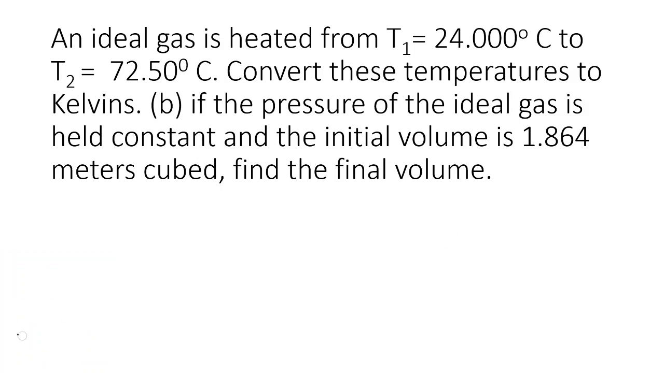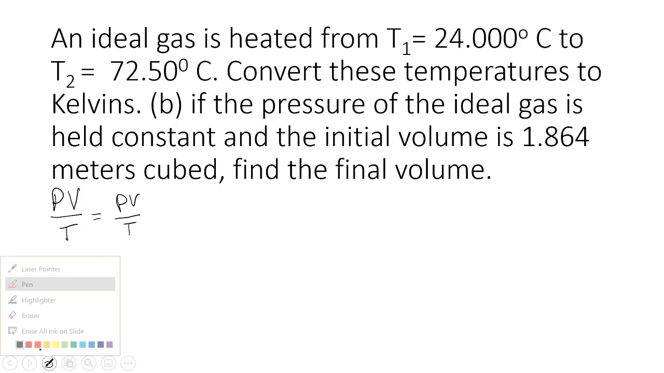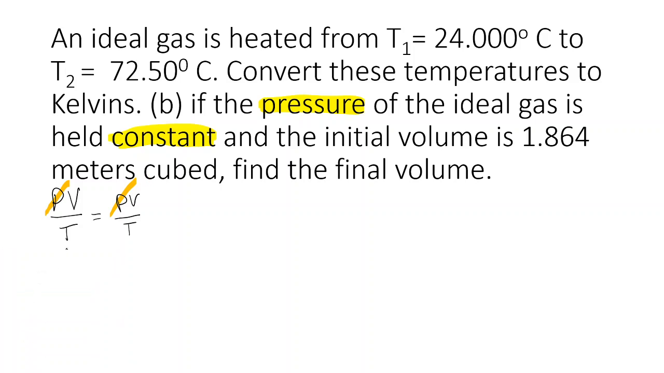All right, now this next question. We got something called the combined gas law. PV over T equals PV over T. And in this particular question, it says right here, pressure is constant. So we could take pressure right out of the equation. We get V over T equals V over T.